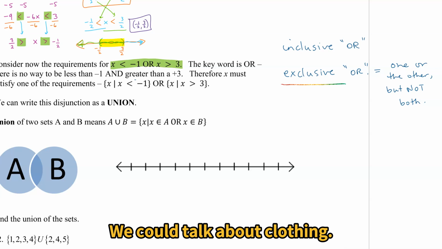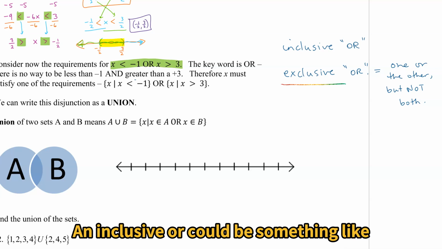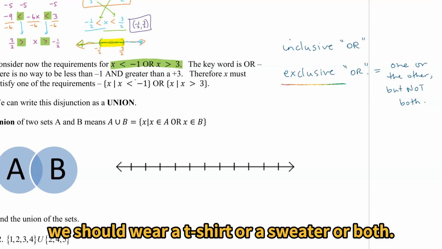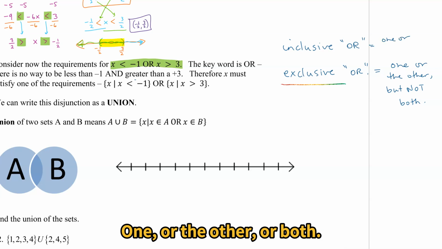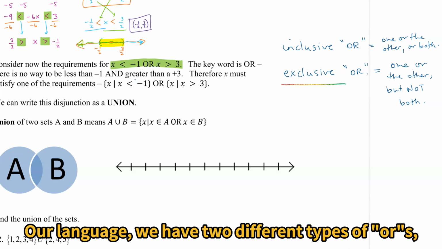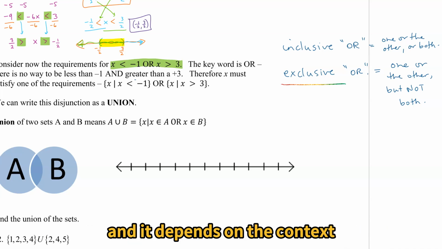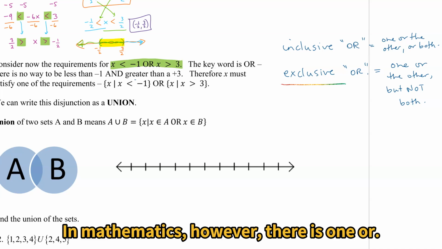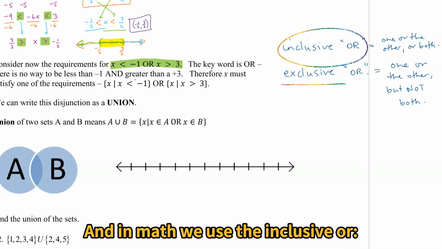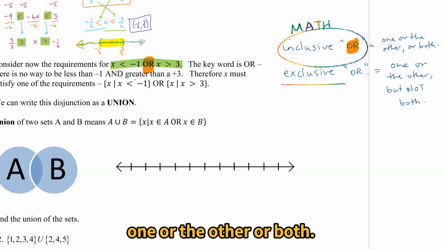We could talk about clothing. An inclusive or could be something like we could wear a t-shirt or a sweater or both. That would be an example of an inclusive or. One or the other or both. These were for language. In our language, we have two different types of ors, and it depends on the context which or we are using. In mathematics, however, there is one or, and in math, we use the inclusive or. One or the other, or both.